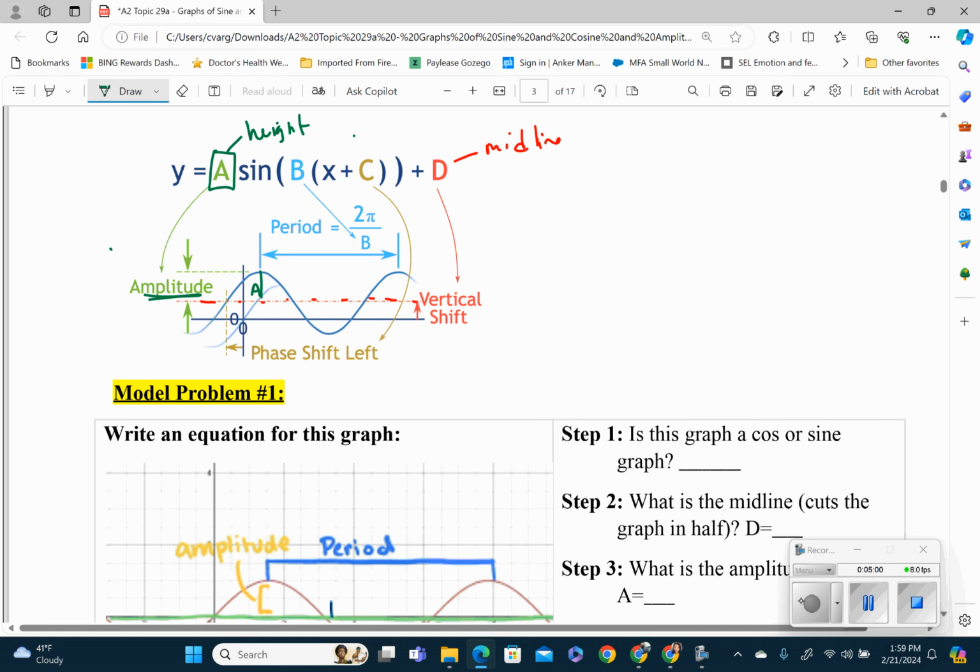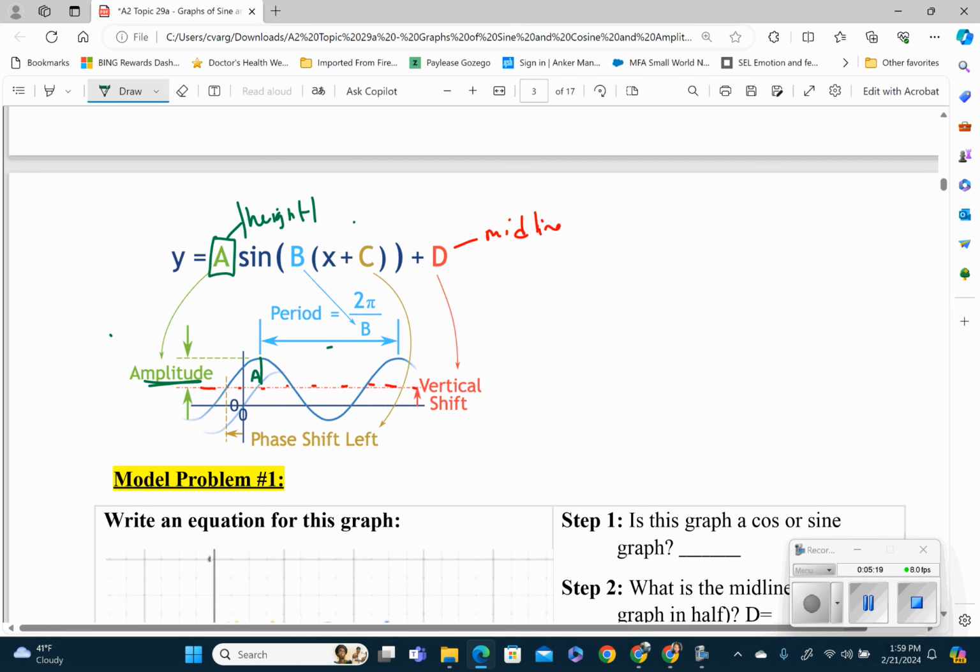And the height is always the absolute value, right? It's always positive. So the height or the amplitude is always positive. B is the frequency, is how long. We'll talk about frequency in a little bit. And then your C is any phase shifts, which is left or right.